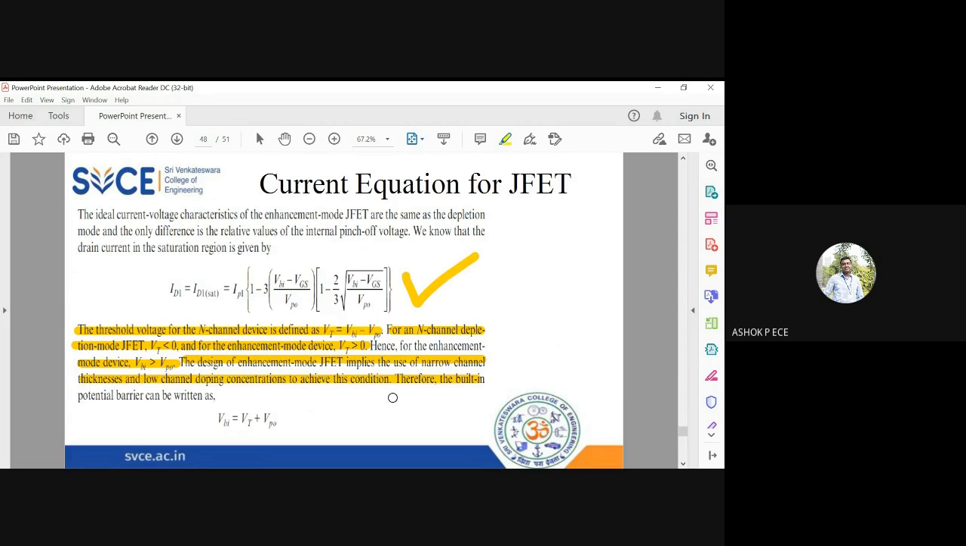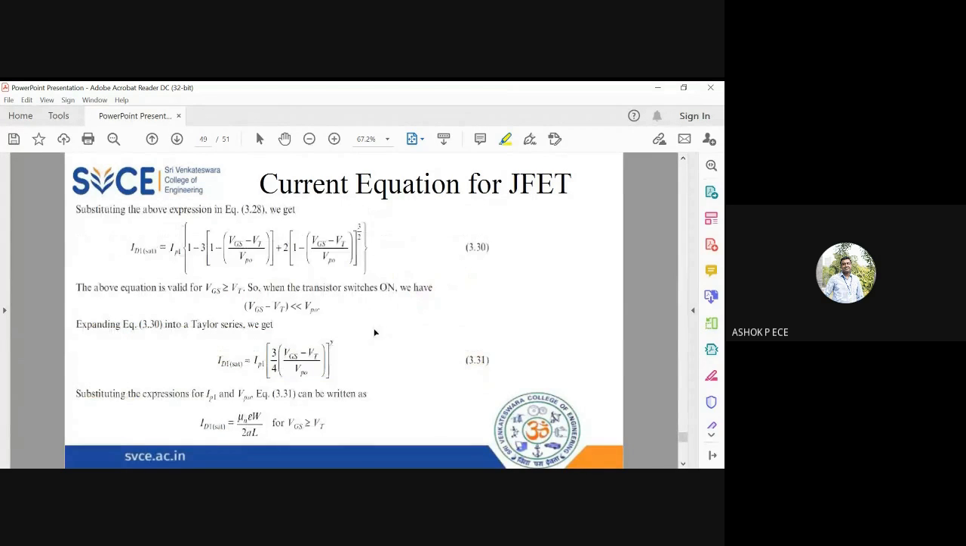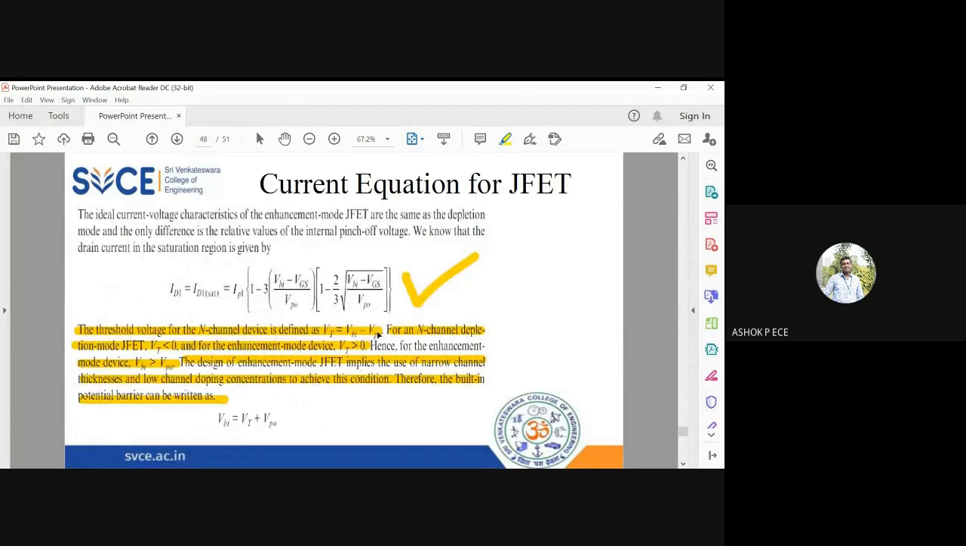So you know that built-in potential is playing a major role in the design of JFET and MOSFET, because you have a depletion region present inside. So that has to be taken into account. The threshold voltage VT is given by VT equal to VBI minus VP0. If I rearrange, I can write VBI equal to VT plus VP0.